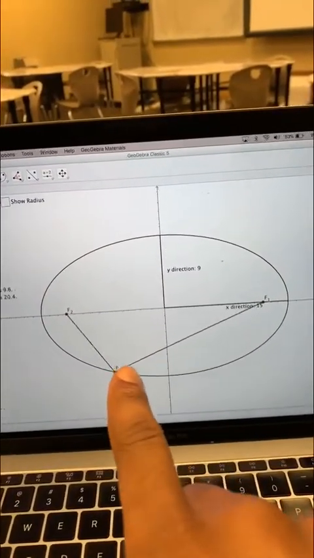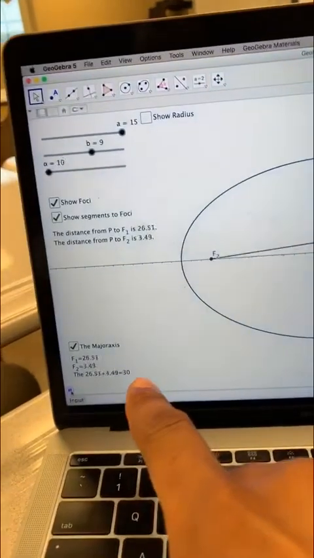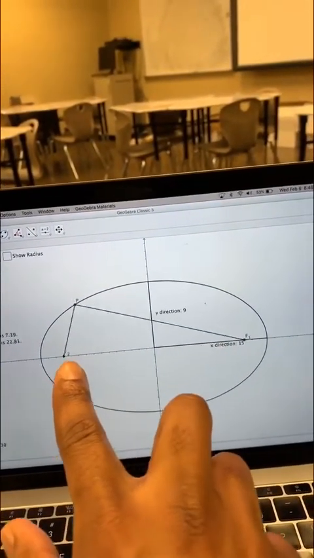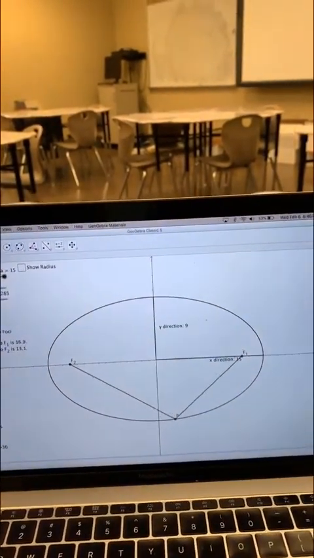So there it is. I'm going around and around and around. I'm adding up these segments, and it's giving me 30 every single time. So I really want to start talking a little bit more about these focus points, because these focal points can do some really cool stuff.